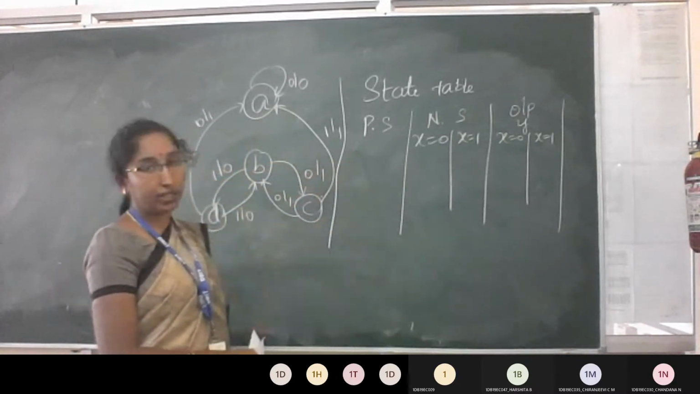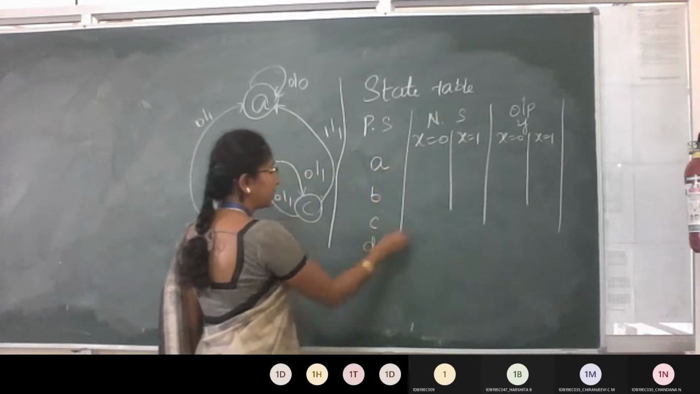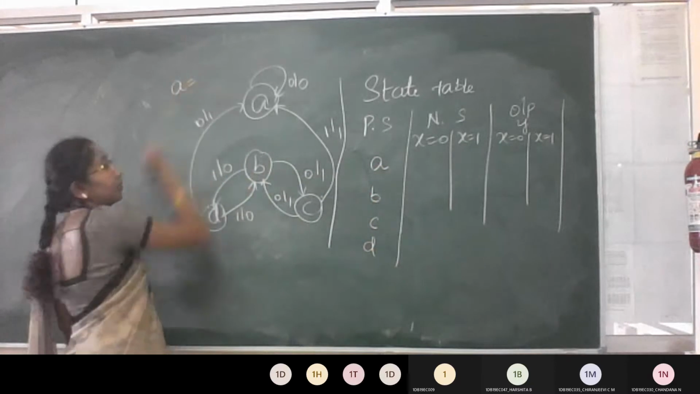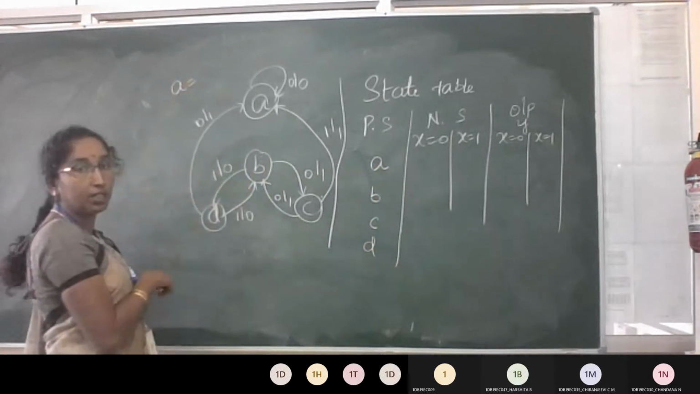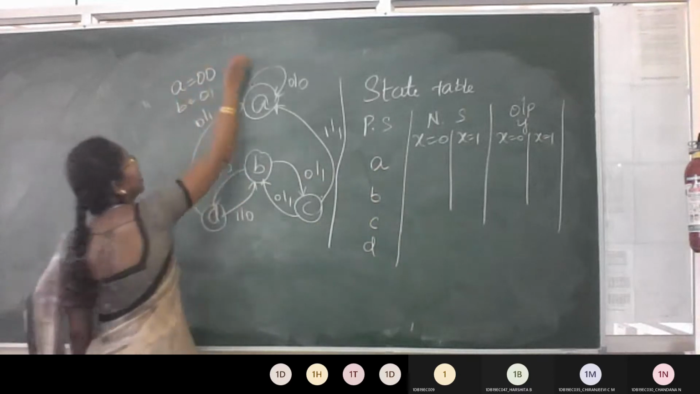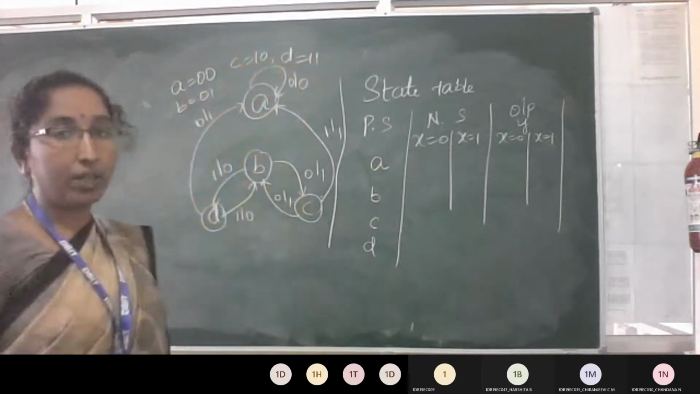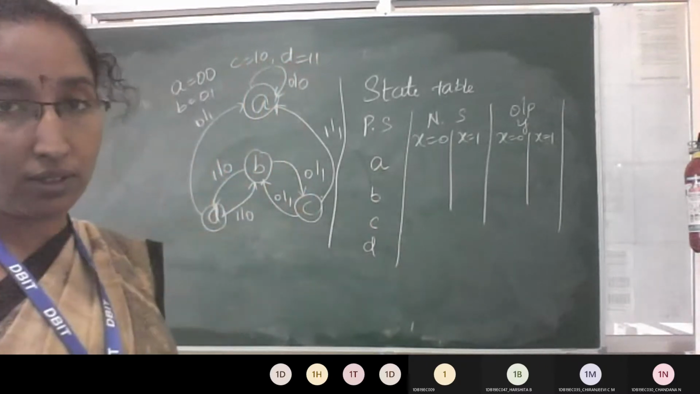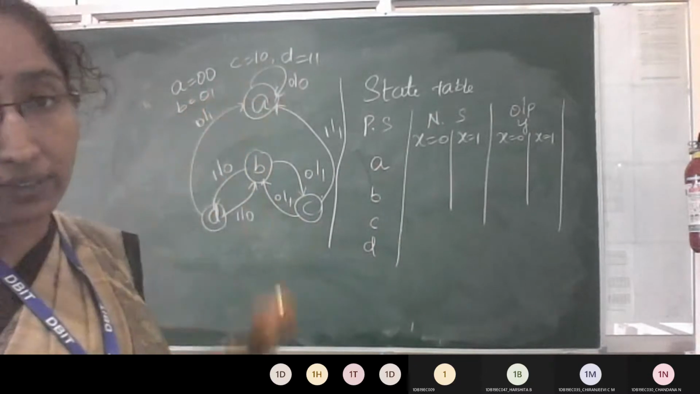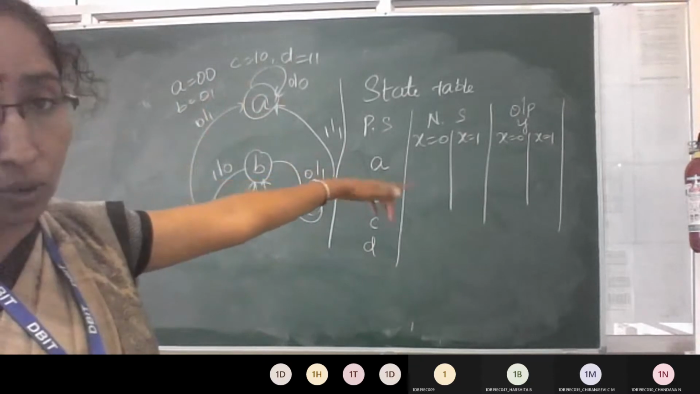Now let me write the present state. Present states are your variables A, B, C, D. Sometimes in the problem they are going to give you the state assignment values. Here 4 states means 2 bits each: A is 00, B is 01, C is 10, D is 11. Sometimes they'll specify, or sometimes they may not. So the state values are given here: A 00, B 01, C 10, D 11. Now the state table: present state, next state, output.